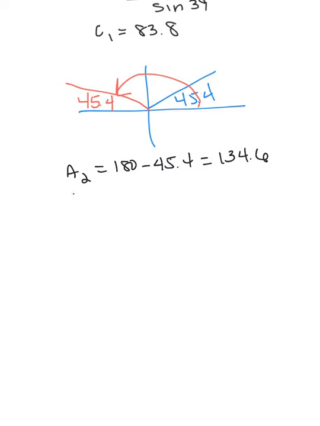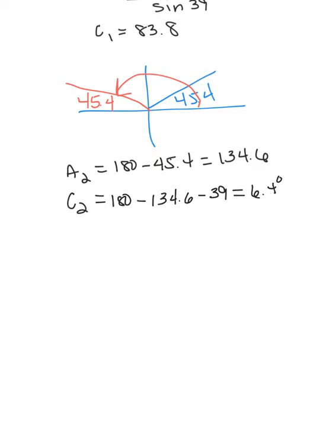To find our second C2, we're going to use the fact that the sum of the angles of a triangle is 180 and take 180 minus the 134.6 that we just found minus the 39 that we were given. So our second possibility for C is 6.4 degrees.